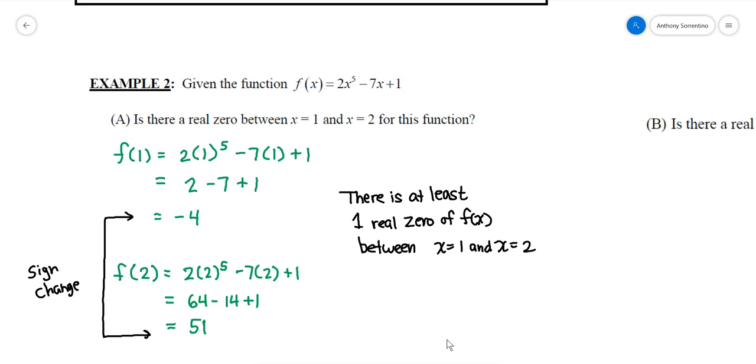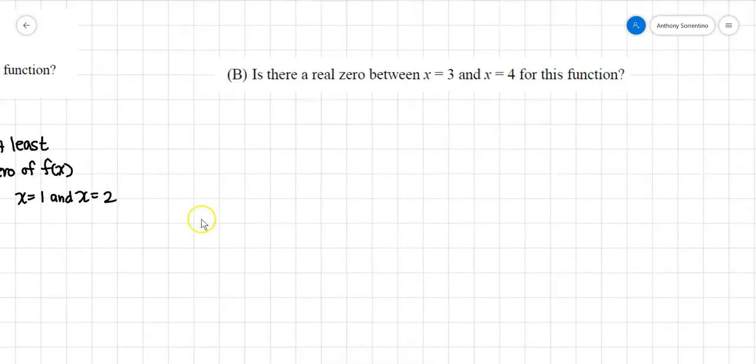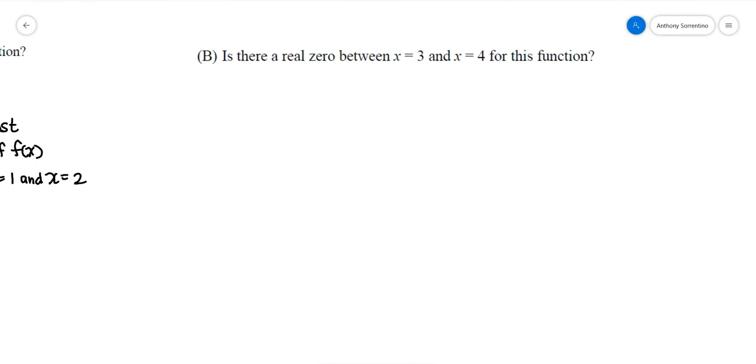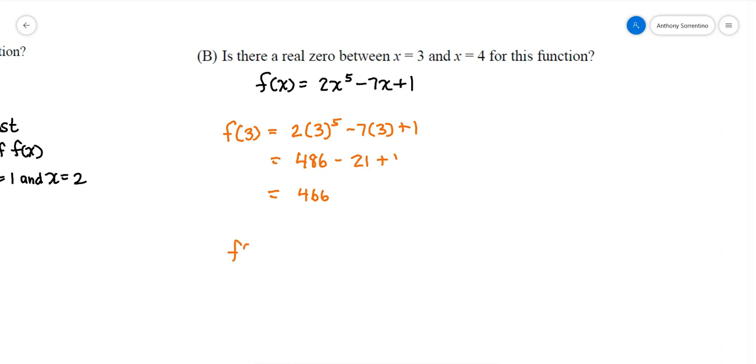When I look at B, same question, same function too. Is there a real 0 between 3 and 4? So I still have the same function. I'm going to rewrite it for our purposes here. I'm going to do f of 3. I do f of 4. So for this, I have no sign change.